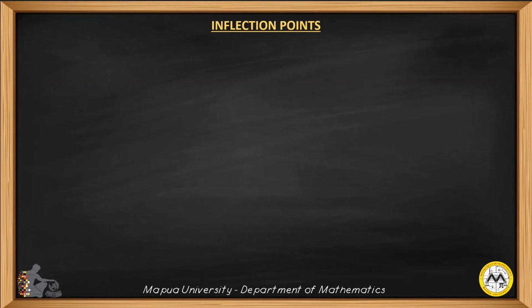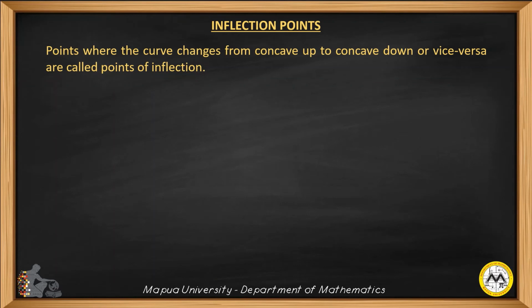Another property that we need to consider would be the points of inflection of a given curve. These are points on the curve where the graph would be changing concavity, either from concave up to concave down or from concave down to concave up.